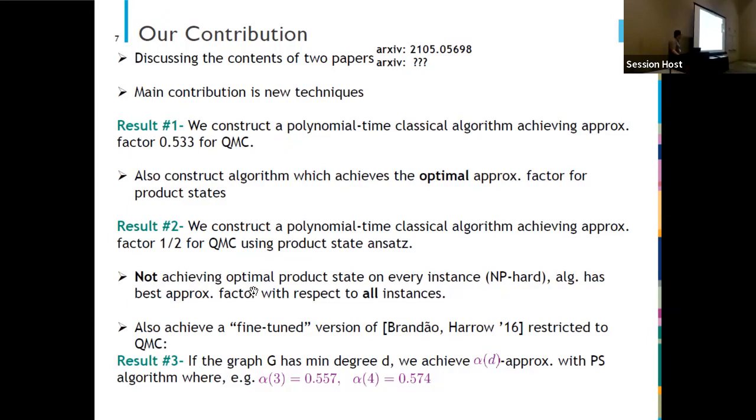As usual, we should be careful with disclaimers. I'm not saying that I'm getting the optimal product state for every instance. I'm just saying overall, I have the best possible approximation factor. And we also have a fine-tuned version of Brandão-Harrow. So if the graph has min degree D, where D doesn't even really have to be that big, we beat a half pretty handily.